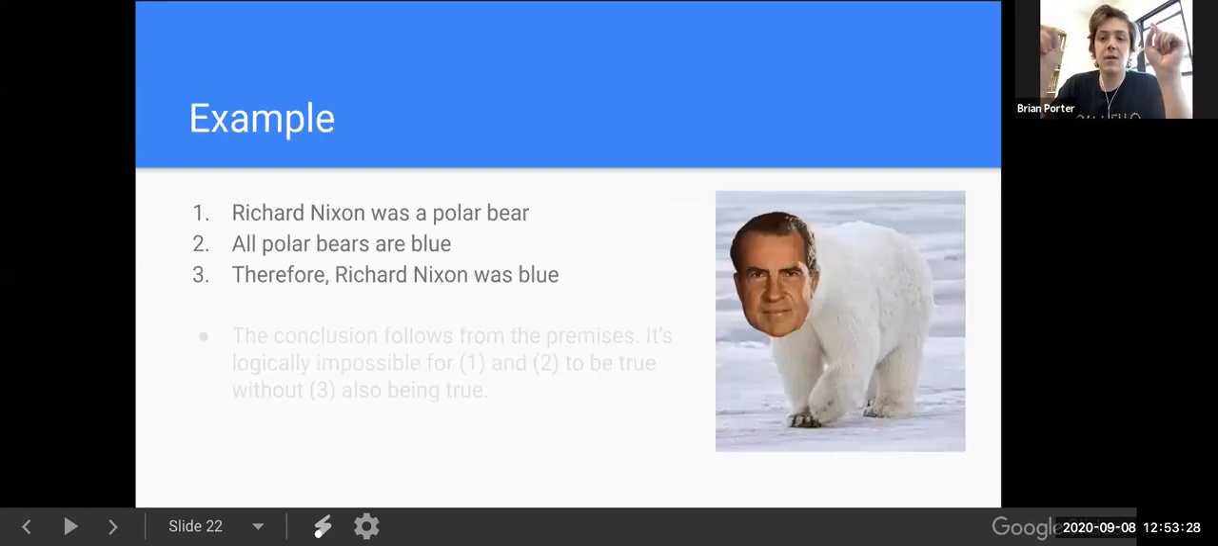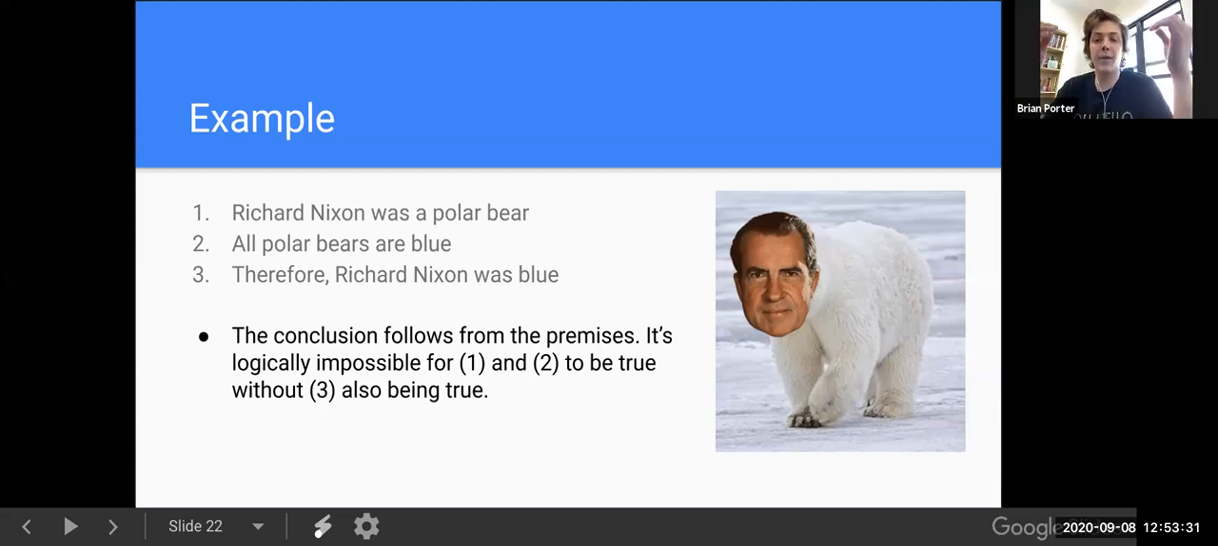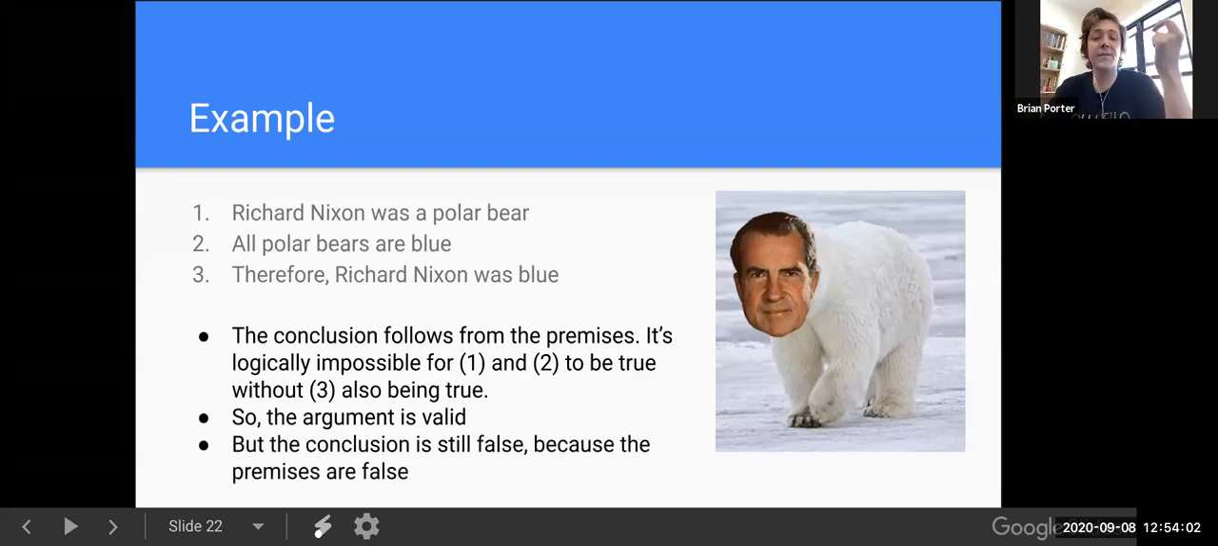So, Richard Nixon was a polar bear. All polar bears are blue. Therefore, Richard Nixon was blue. We already went through this example. So if we look at this example, we'll see our answer to our second question, does the conclusion follow from the premises, was yes. And so it's logically impossible for premise one and two to be true without our conclusion, sentence three, also being true. And so the argument is valid. But the conclusion is still false because the premises are false.